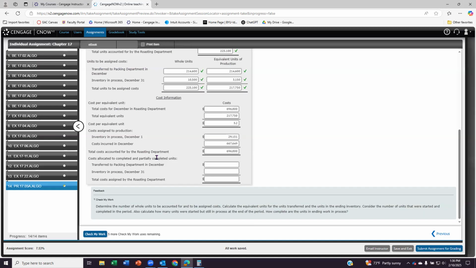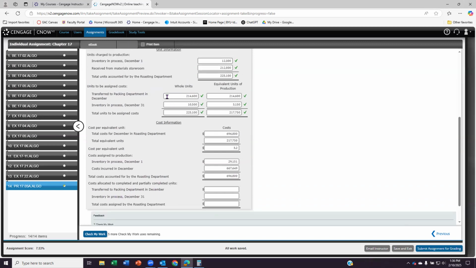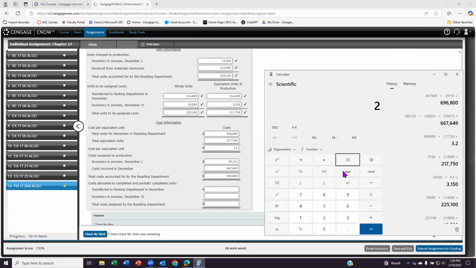And now we're going to look at how we allocate them. So we have the transfer to the packing department and then the inventory in process. So if we look, we transferred 214,600 units to the packing department. So if we multiply that by our cost per equivalent unit, that'll give us the costs allocated to completed units here. So I'm going to take 214,600 units times the $3.20 cost per equivalent unit, and that gives me 686,720.